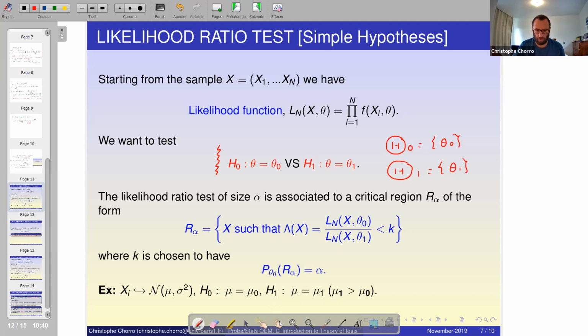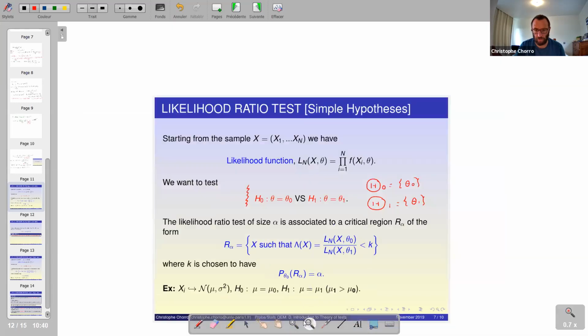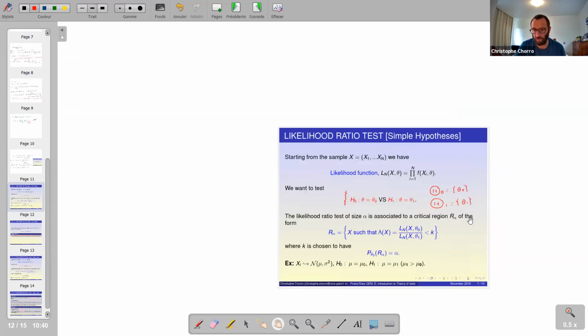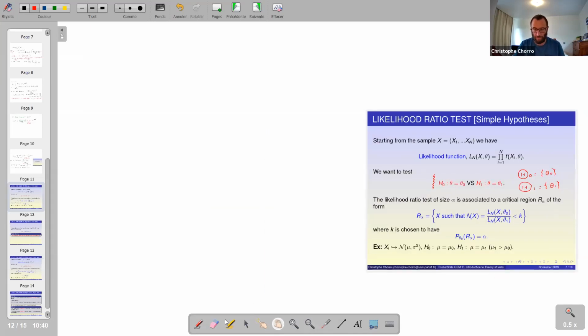Okay, so let me just reduce this a little in order to explain what I will do after. Okay, so H0 is the null hypothesis, that is theta equal to theta 0.